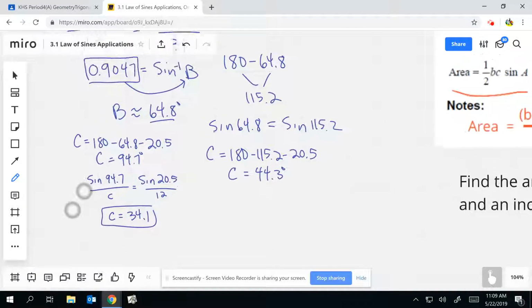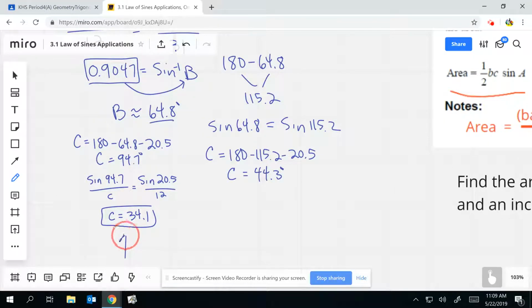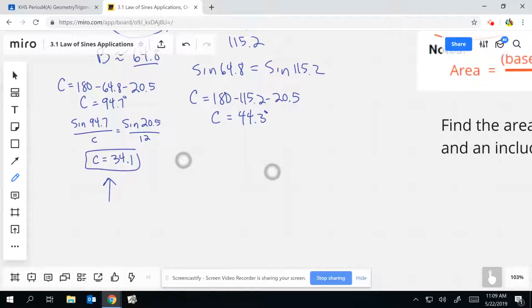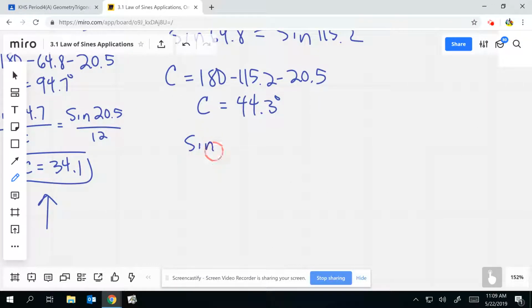And it makes sense because in this triangle, C is your biggest angle, so little c is your biggest side. In this first triangle, C is your biggest angle and little c is your biggest side. If you use the triangle on this side, now you're doing the sine of 44.3 over little c, and sine of 20.5 over 12. From our A over A, you're going to do sine of 44.3 times 12. We're going to divide that by the sine of 20.5. And you get 23.9.